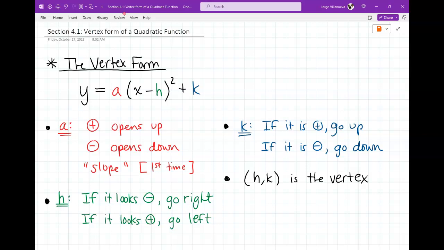Oh, it's frozen. Let me make sure. Where did I leave the thing? Here it is. So I'm going to put right there, right next to slope, I put first time.